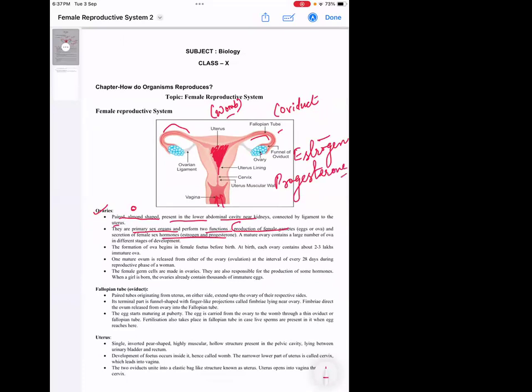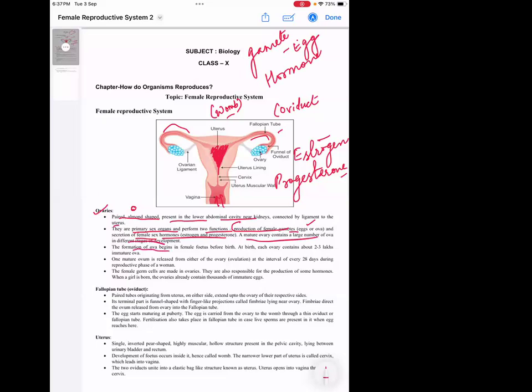Estrogen and progesterone. So they will produce the female gamete, which is the egg, and also the female sex hormones, which are called estrogen and progesterone. See, two things are there. One thing is the production of the gamete, which is what? Egg. And the second thing is the hormone, which is what? Estrogen and progesterone. So read the question carefully, whether they're asking about the gamete or about the hormone.